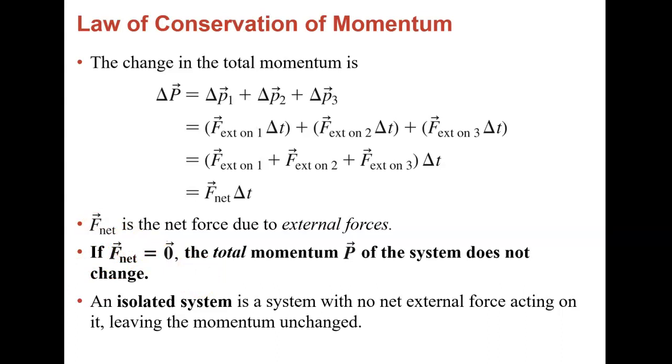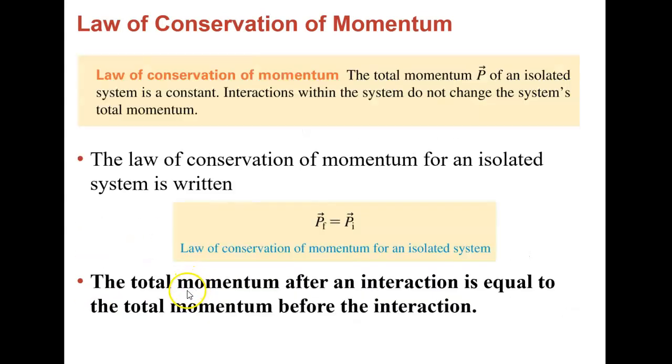An isolated system is a system with no external force acting on it, so a closed system again. If you have a closed system, the change in momentum is 0. So, the law of conservation of momentum again: the total momentum of an isolated system is constant. For an isolated system, P_f equals P_i. The total momentum after an interaction is equal to the total momentum before the interaction.